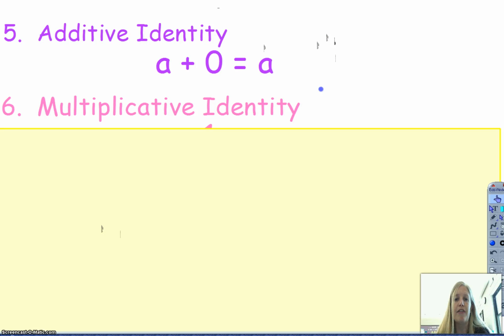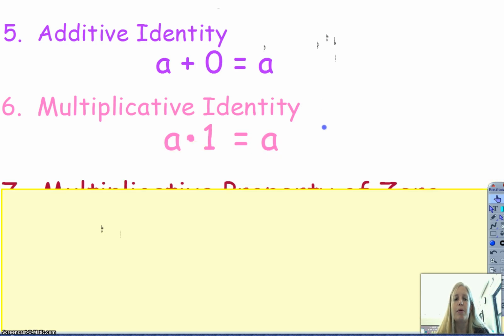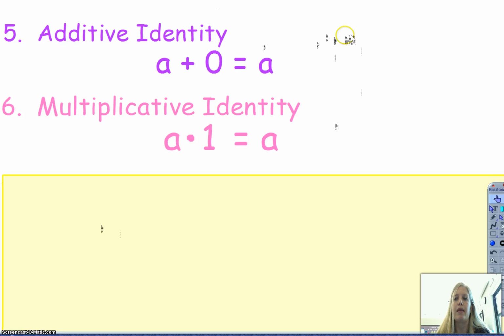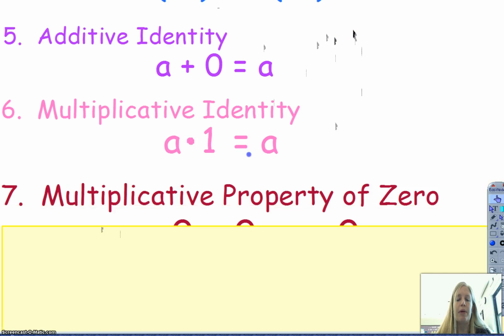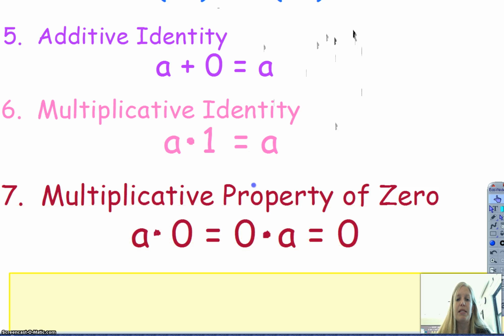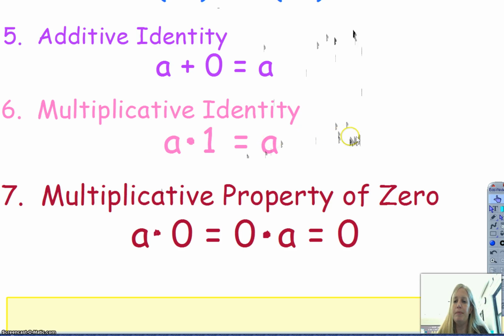The multiplicative identity, you want to multiply the number by something but still keep the number, that's when we multiply by 1. And our last property is the multiplicative property of 0, basically telling you that anything times 0 is 0. So A times 0 is the same thing as 0 times A is the same thing as 0. Okay, so remember you should be pausing me if I'm going too fast.